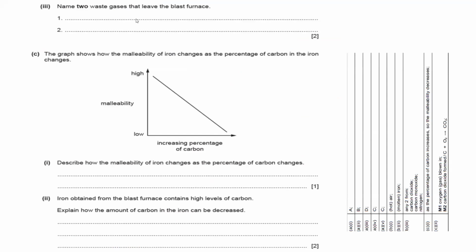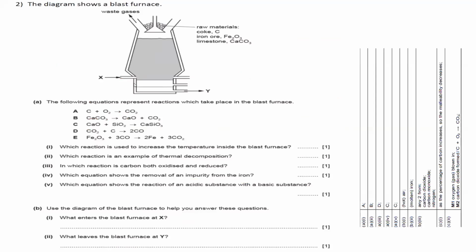Name the two waste gases that leave the furnace. So which gases will leave the furnace? Because carbon dioxide gas is produced, CO2 is there, and carbon monoxide is also produced. So these gases will leave the furnace.